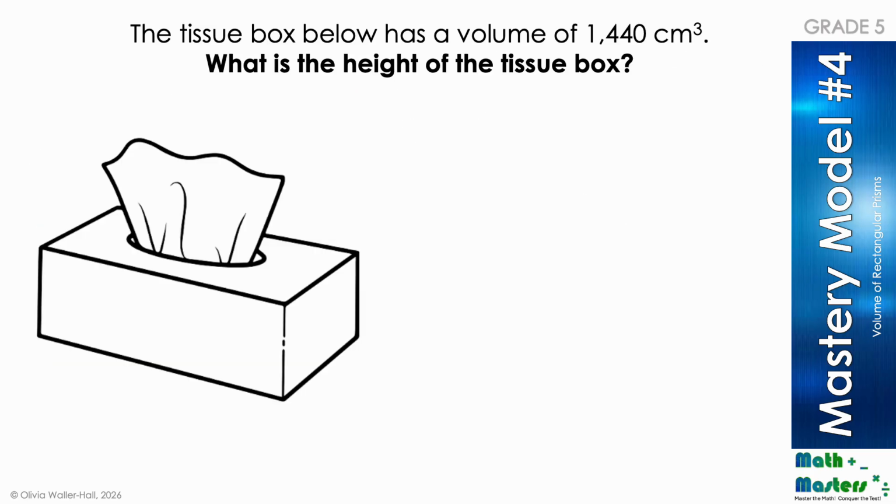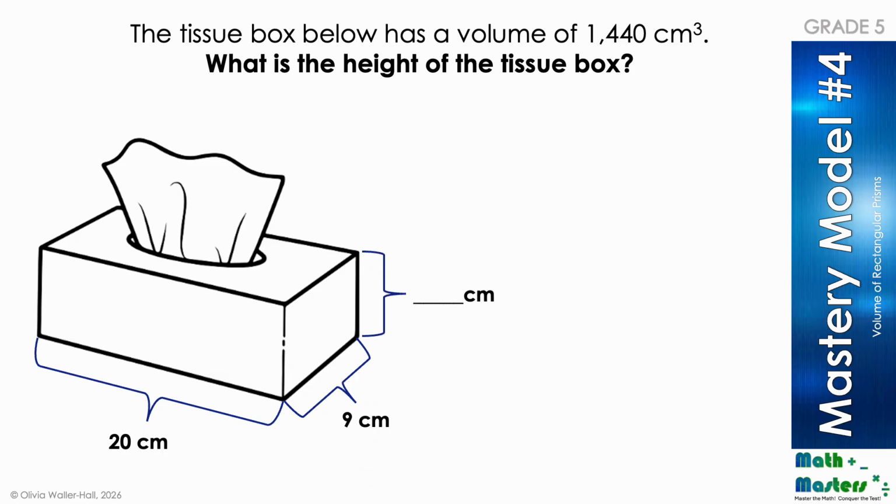The tissue box below has a volume of 1,440 cubic centimeters. What is the height of the tissue box? Here we have been given two dimensions. We know that the length of the tissue box is 20 centimeters. The width of the tissue box is 9 centimeters, but we don't know what the height of the box is.